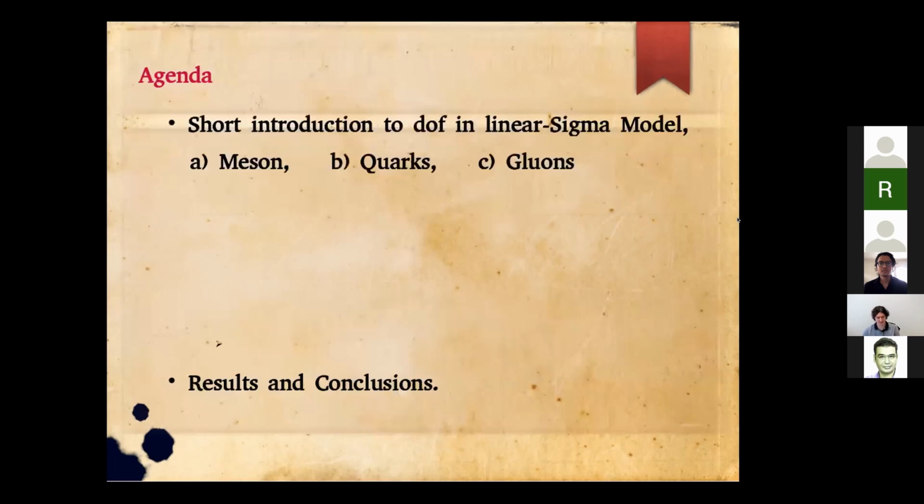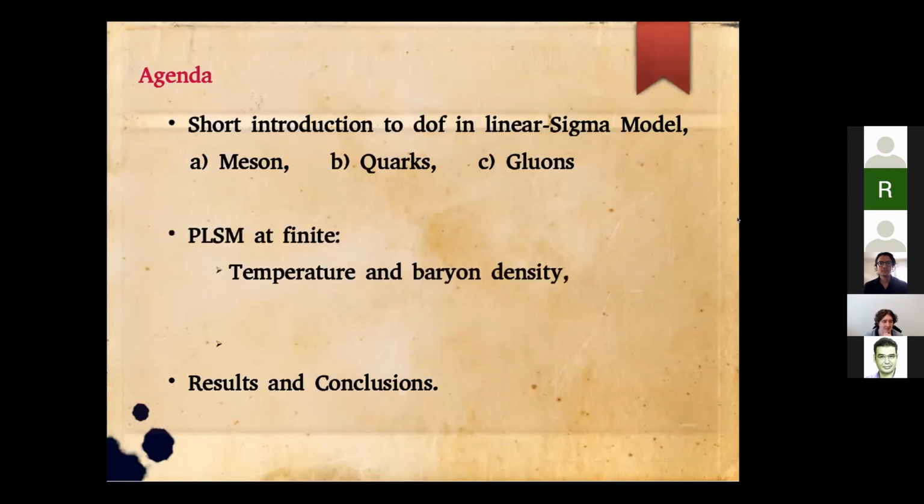First, I would give a very short introduction to the degrees of freedom in the linear sigma model, how we include the mesons, quarks, and gluons in this effective model. Then I will show you the Polyakov linear sigma model at finite temperature and baryon density. But related to my topic today, I'm going to focus on the model at finite isospin asymmetry. Then I will summarize my results and conclusions here.